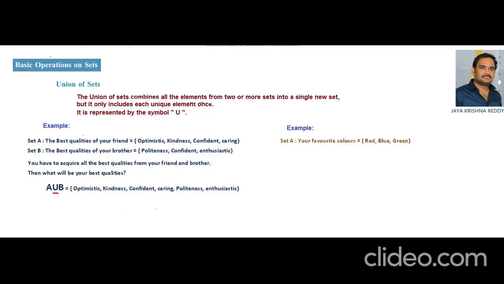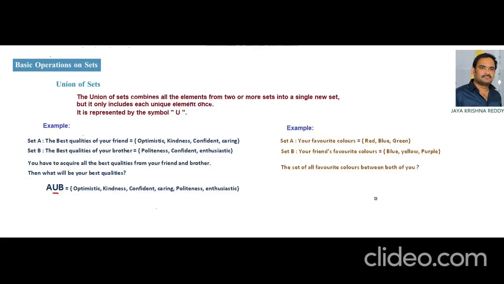Here we are defining set A as your favorite colors, that is red, blue and green. Means in set A, three elements are there: red, blue and green. Now defining set B as your friend's favorite colors. That is blue, yellow and purple. These are the three favorite colors of your friend. Here we have defined two sets, A and B, with the favorite colors of you and your friend.